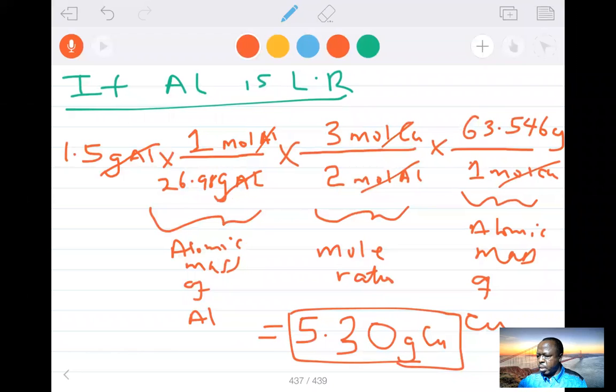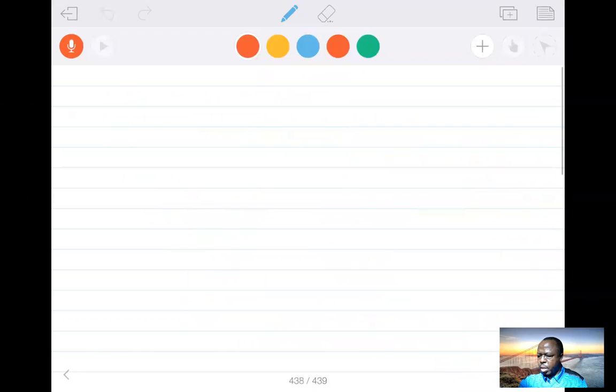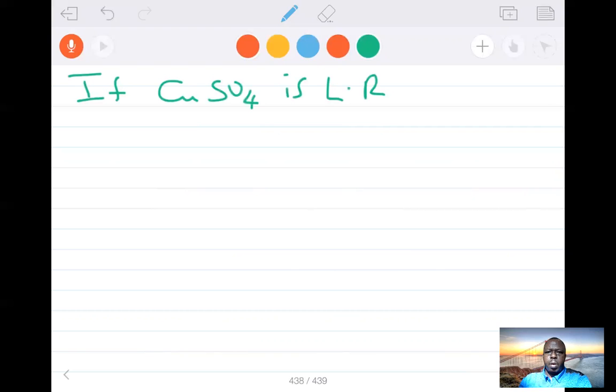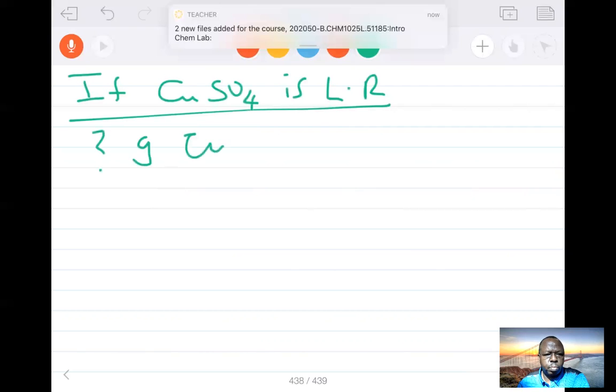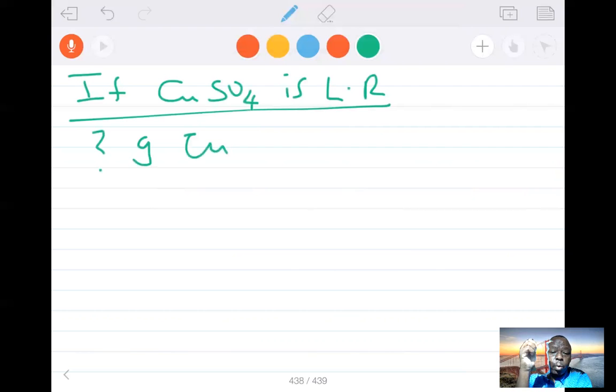And then you do the same thing. Suppose that copper 2 sulfate is the limiting reagent, what is the grams of copper which will be produced? That's the question. Since this is in liquid form, we're not going to use the molar mass.